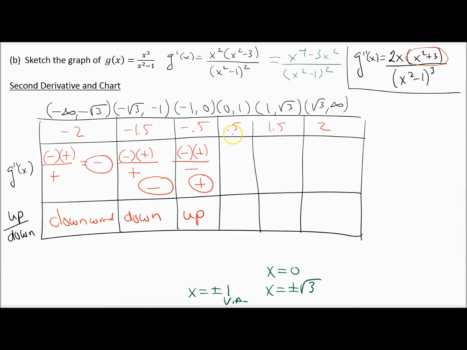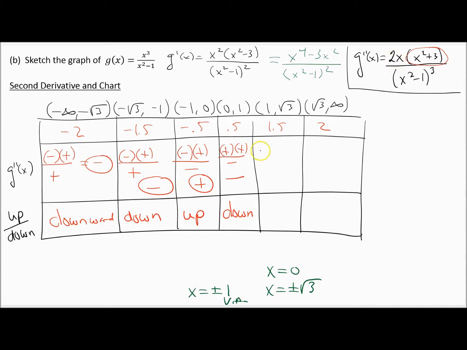And then when I plug in 0.5, let's see what happens. 2 times 0.5 is positive. When I plug 0.5 into the circled one, that's always positive. And then 0.5 squared now, that's a number less than 1. Subtract 1 is negative. To the third is negative. So a positive times a positive is positive, divided by negative is a negative. So now we're concave downward there.